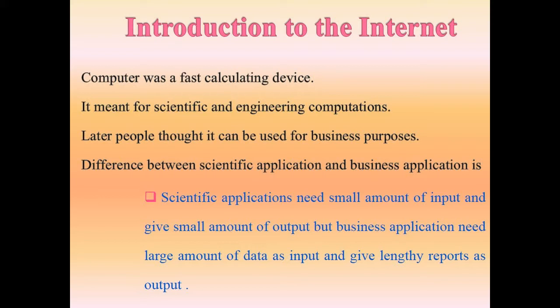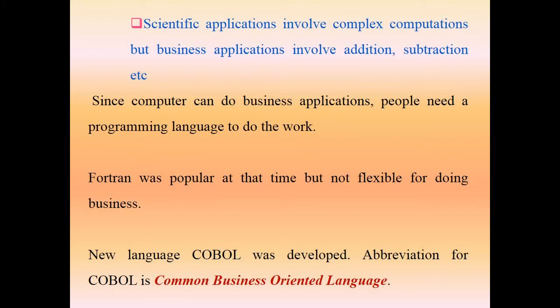We know computer was a fast calculating device. It's used for doing scientific and engineering calculations. Later people thought it can be used for business purposes also. There are two differences between scientific application and business application. The first difference is that the scientific applications need small amount of input and give small amount of output. But business applications need large amount of data as input and give lengthy reports as output. The second difference is that the scientific applications involve complex computations, but business applications involve addition, subtraction, etc.